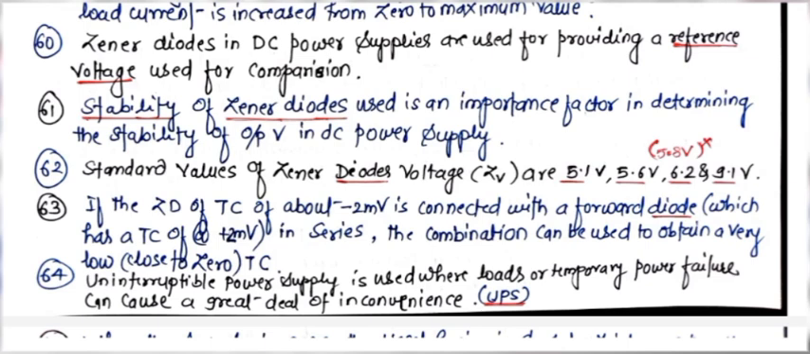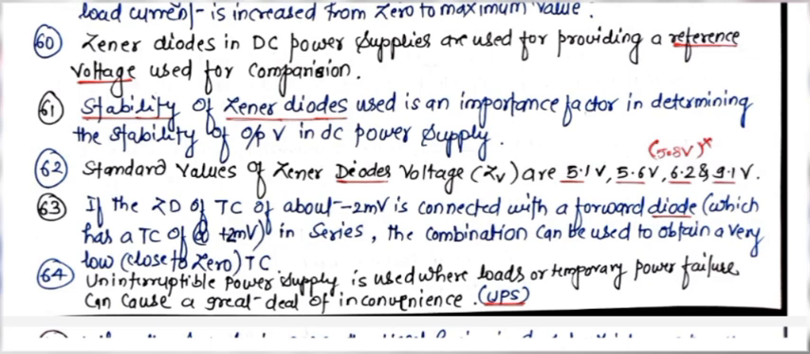If a Zener diode with a temperature coefficient of about minus 2 millivolt is connected in series with a forward diode which has a temperature coefficient of about plus 2 millivolt, the combination can be used to obtain a very low, close to zero temperature coefficient.